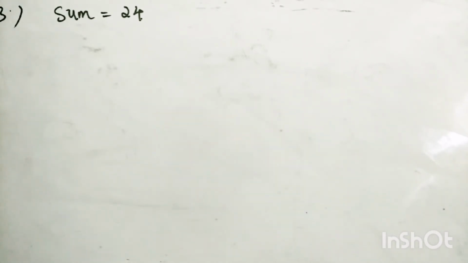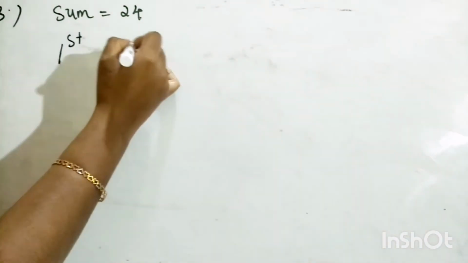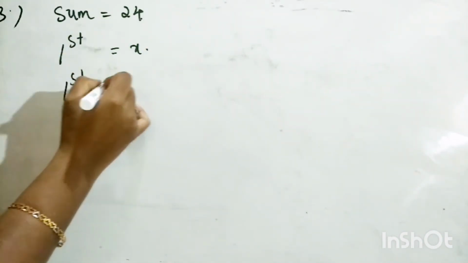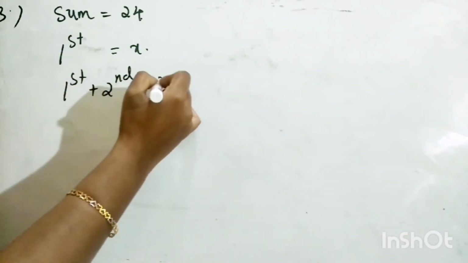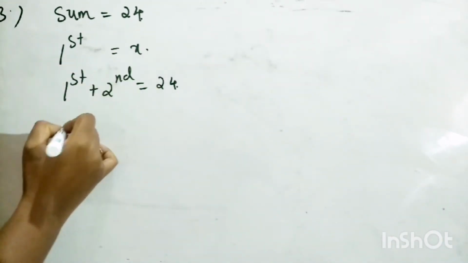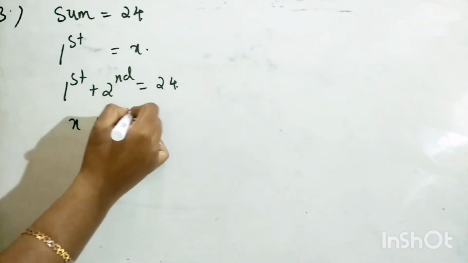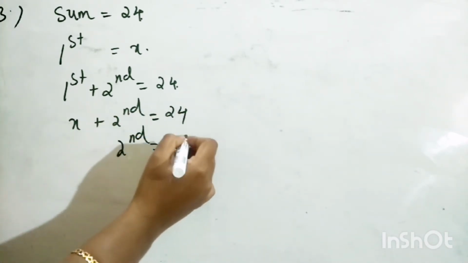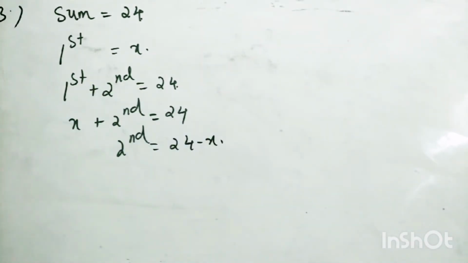Okay, so I'm going to take the first number as x. Since the sum of the first and second number is equal to 24 and the first number is x, then we will get the second number is equal to 24 minus x.